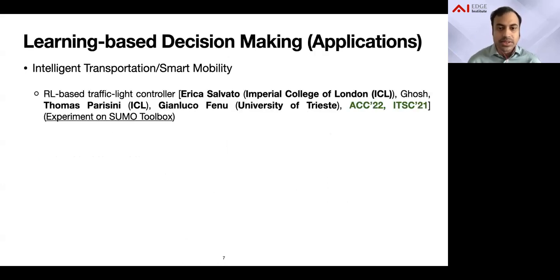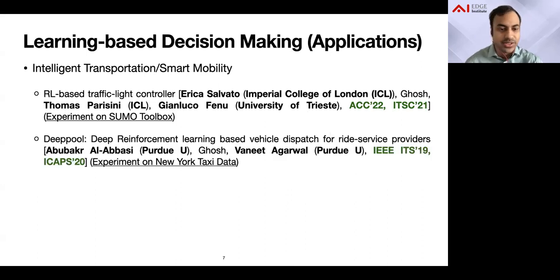For example, RL-based traffic light controllers. If I have time, I will probably show a nice video of what we did there when I was at Imperial College London. And when I was a postdoc at Purdue University, we also worked on deep reinforcement learning-based vehicle dispatch. Again, we experimented on a real data set there.